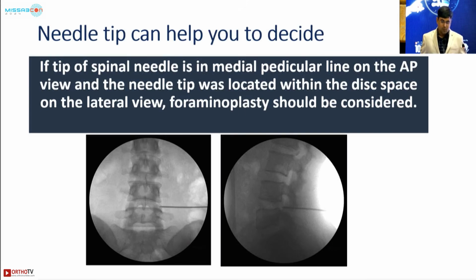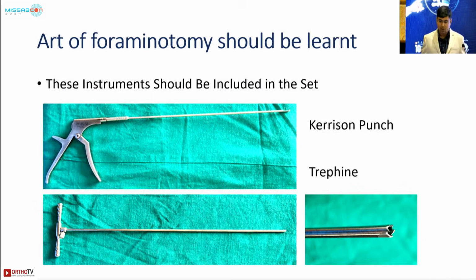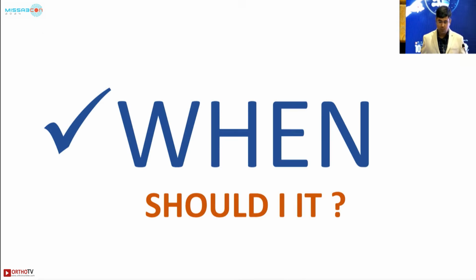To understand this, we have to know that the tip position of a spinal needle can guide you to decide about the foraminotomy. If you are too vertical, if you are in the middle pedicular line, you already reach inside the disc. In such situation, it's better to do the foraminotomy and keep these instruments in your set so you can easily do the foraminotomy. So when should you be doing it?